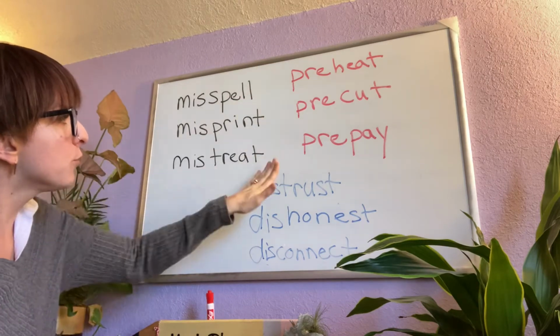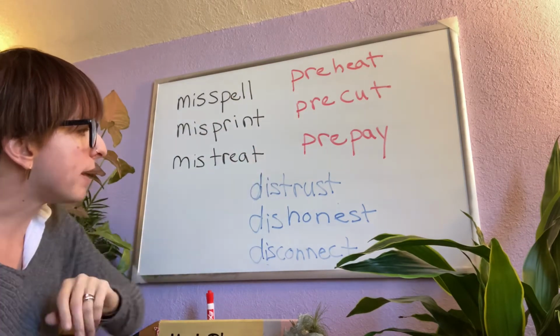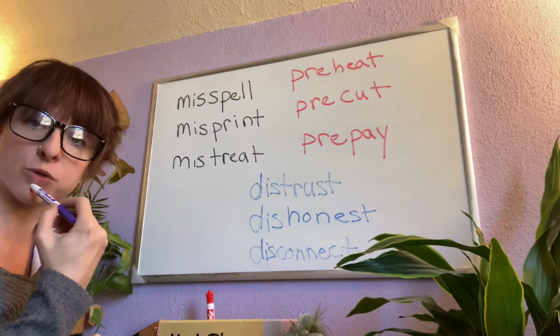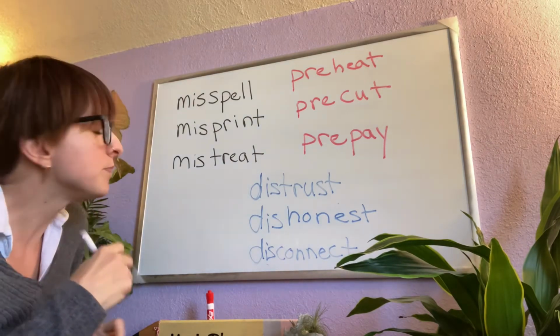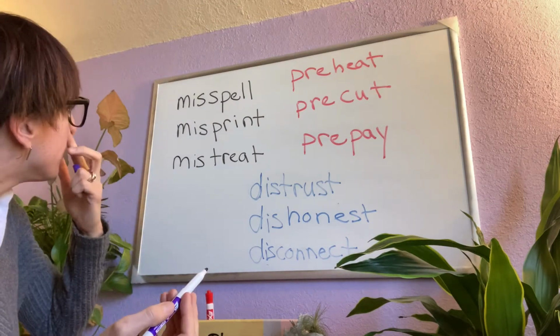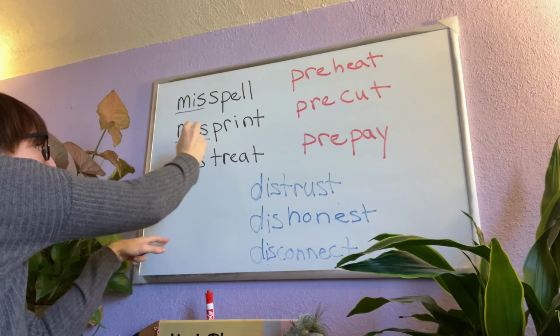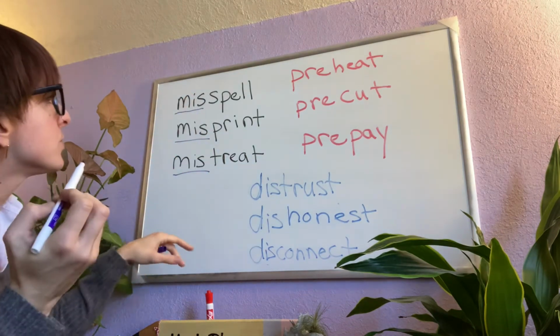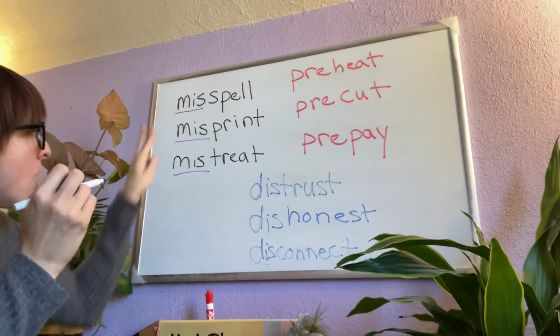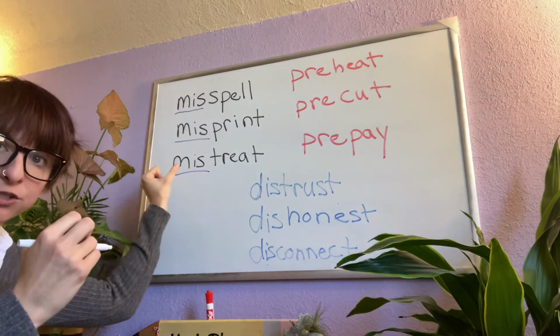And then finally, look at the red category. Pre-cut, preheat, and prepay. What is the same about the words that are in red? Now I'm hoping what you told me for this category is that you see MIS in all of the words. That's true. All of the words in black have the same first 3 letters.